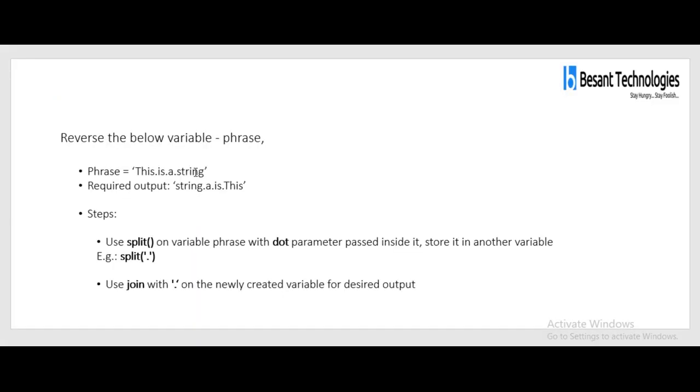Reverse the below variable phrase. Phrase is having this.is.a.string. You have to reverse it and the output should be string.a.is.this. How we can do this is, first we have to split that variable by using split method based on the delimiter dot. Next we have to store that into a variable. Next we have to use join method with dot to reverse it and to add dot to it. Let's see how we can perform this in Python.